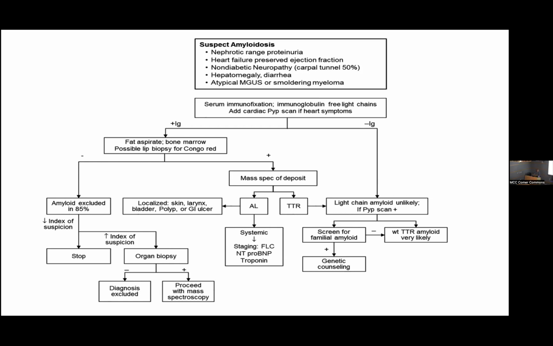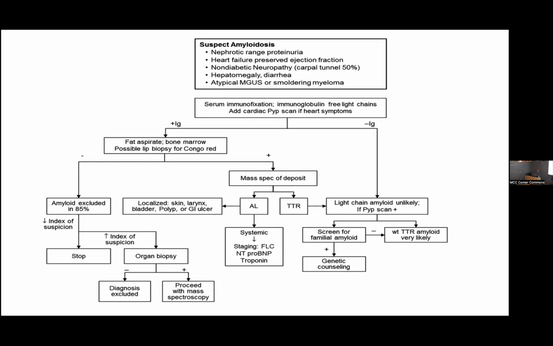If that's negative, then I go for the least invasive organ. Basically, heart's my last choice, although the cardiologists here are pretty good. They do it with a cath. But kidney, GI tract, or anywhere else. You've got to keep doing it until you're either sufficiently comfortable they don't have amyloidosis or until you have amyloid in tissue. Once you've found it in the tissue, you then send it for mass spec, okay?